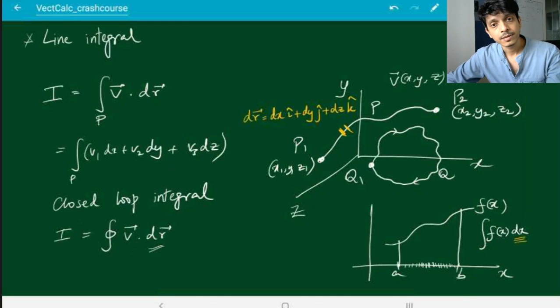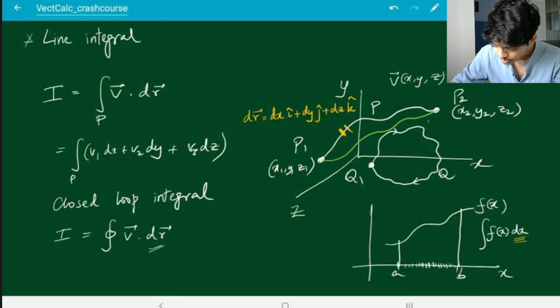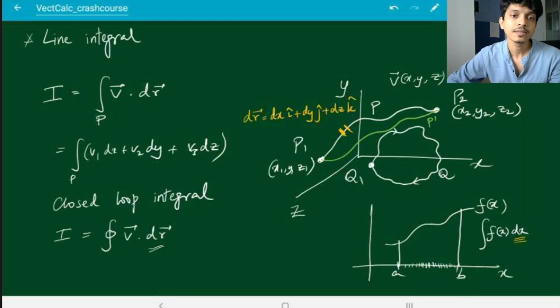In general, the integral will depend on what path you are taking. So here I have drawn one path P from P1 to P2, but there can be some other path, let's call this P prime, going from P1 to P2. And in these two cases, if you integrate over P and over P prime, in general, your integral may not be the same. So it very much depends on what is the path that you take to go from P1 to P2.